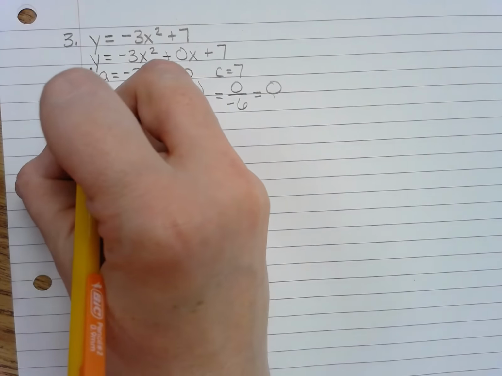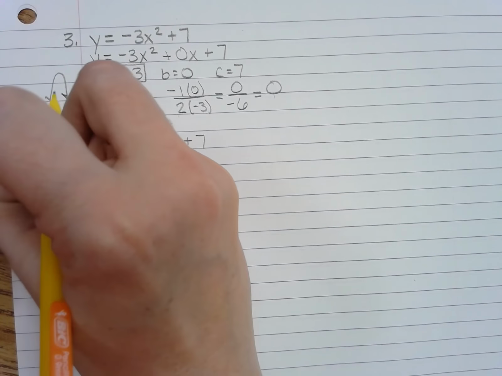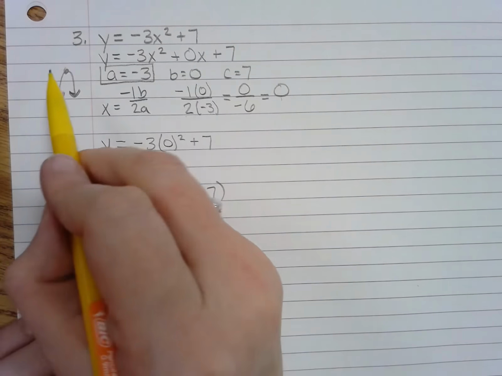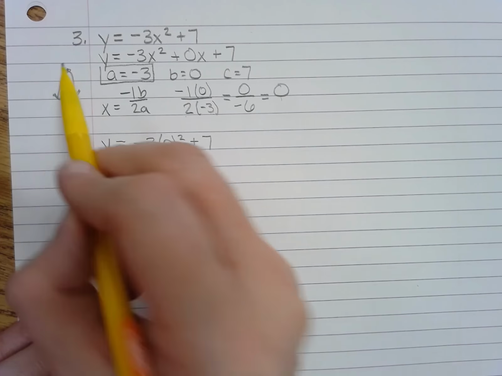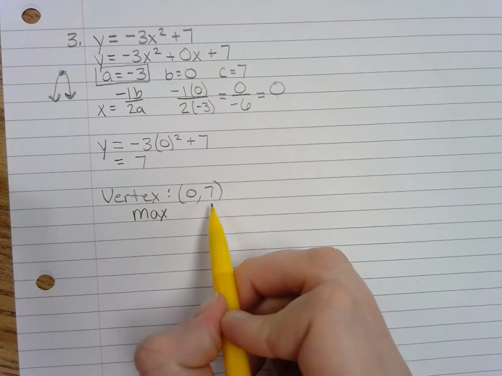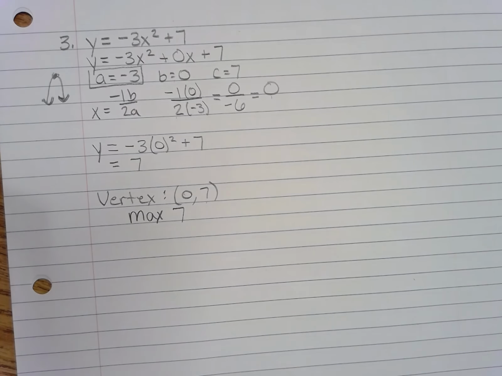Go back and look at your a value. Because that a value is negative, our graph will be opening down, pointing to those negatives. That would leave our vertex here as a maximum, and that maximum value is 7. That's as high as this graph will reach, is 7.